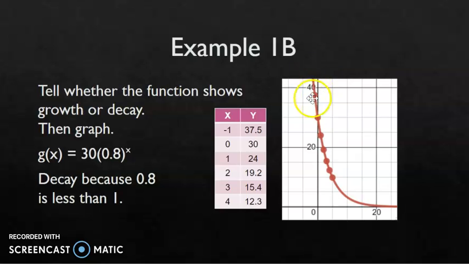Also notice that because this is a decay function, it's going downward as you go further to the right. And that x-axis is still the horizontal asymptote because it's approaching it but never crossing it. Okay, so that's it for this video. Make sure you watch the other video for this lesson where we're going to talk about how to write a growth or a decay function based on information.